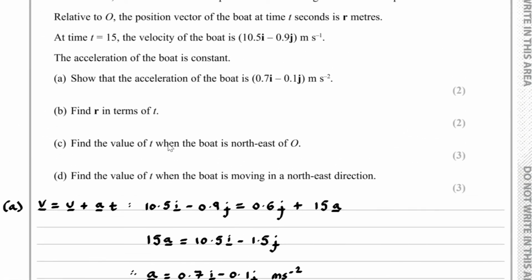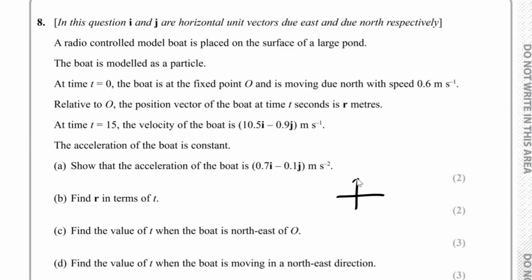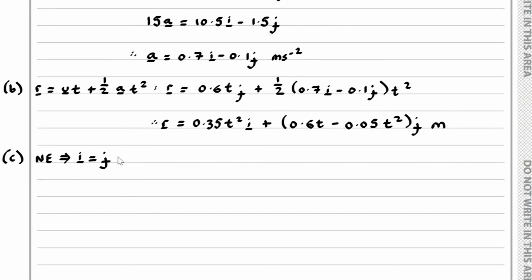Then for part C, we have to find the value of t when the boat is northeast of O. If I think about north, east, south and west, when it's northeast, with the j component one way and the i component the other, northeast would imply that i equals j. So I've got my i component, 0.35 t squared, and that's equal to my j component, which is 0.6 t minus 0.05 t squared.